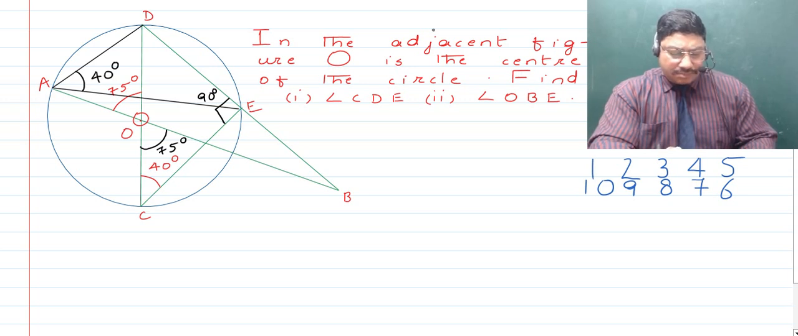Now, children, if we talk about this triangle DCE, we see that these two angles are known. So obviously we can very easily find out this angle. Let's see what next we require.